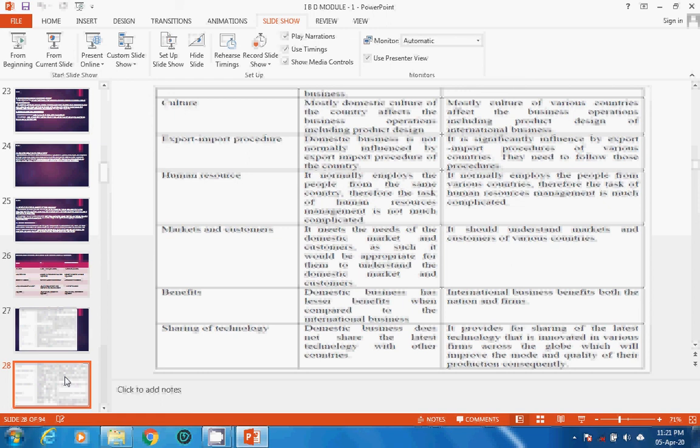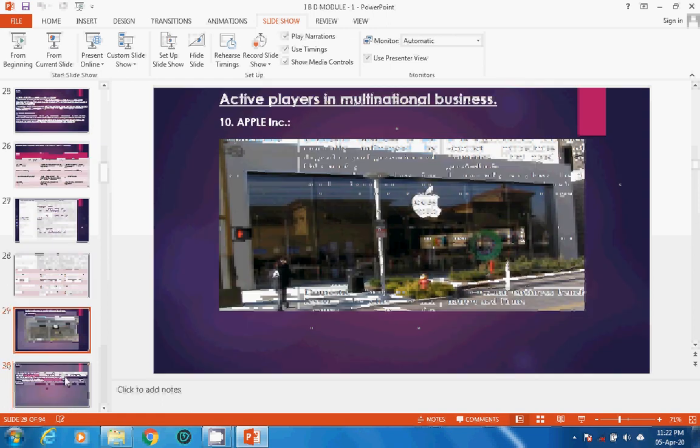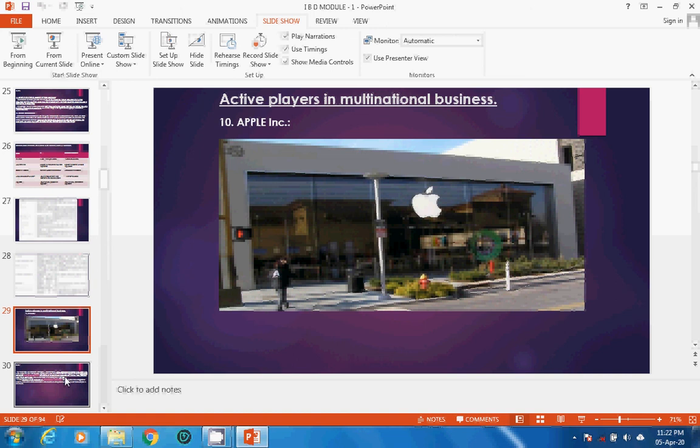Sharing technology. Domestic business does not share the latest technology within the national boundary, but firms participating in international business get the latest technologies innovated by various business firms across the globe, which will improve the mode and quality of their production consequently. So these are some of the distinctions between international business and domestic business.